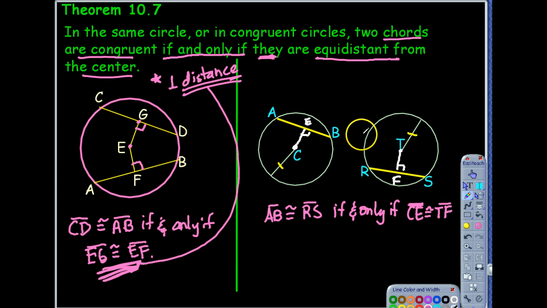Now again, going back to what Ms. Hogarby said, just like the first theorem we learned, if these chords are congruent, then their arcs are going to be congruent. So there's lots of different things that are happening.